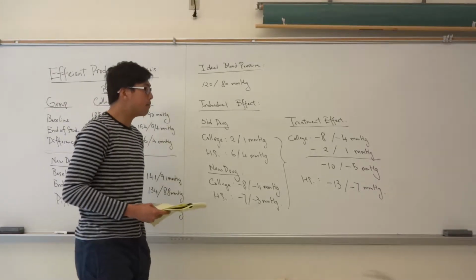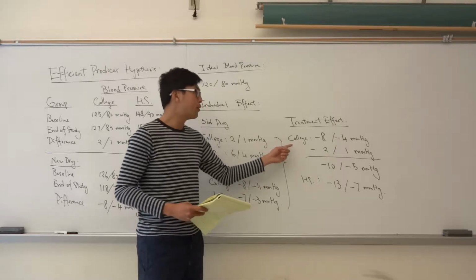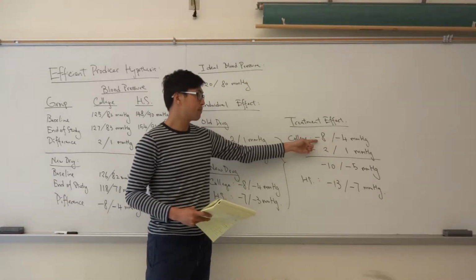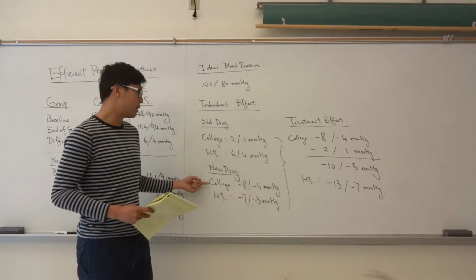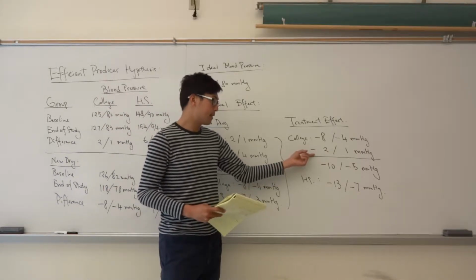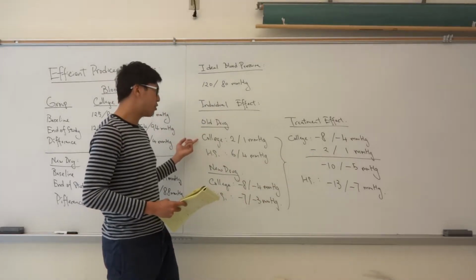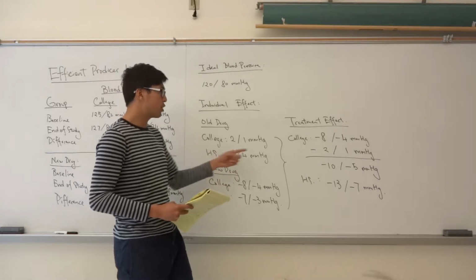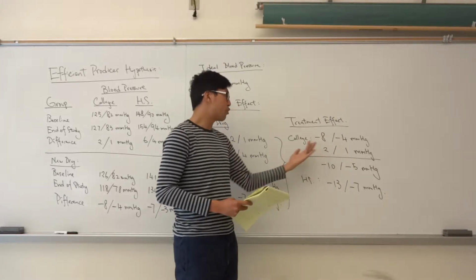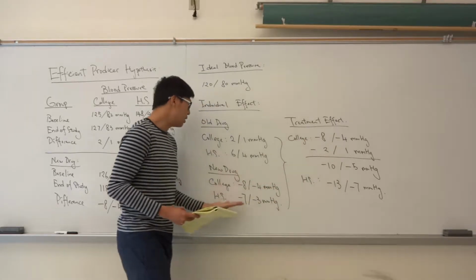So in this case, in order to calculate the treatment effect within the college populations, we have to use the individual effects for the college students taking the new drugs, which is -8 and -4, minus the college graduates who are taking the old drugs, which is 2 and 1. So when we're subtracting the numbers here, we are actually getting the difference between the new drugs and old drugs.